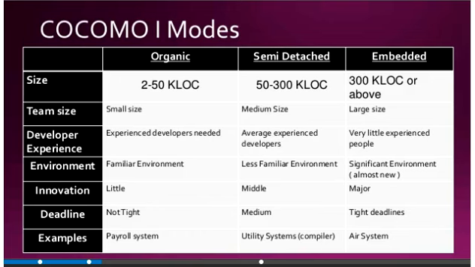First, organic. Its size is around 2 to 50 kilo lines of code. K stands for kilo and LOC means lines of code. Kilo means 1000, so if you are using 2,000 to 50,000 lines of code in your project, then you can use organic. The semi-detached model is used if you are using 50 to 300 kilo lines of code. Otherwise, above 300 kilo lines of code, we can use the embedded model.